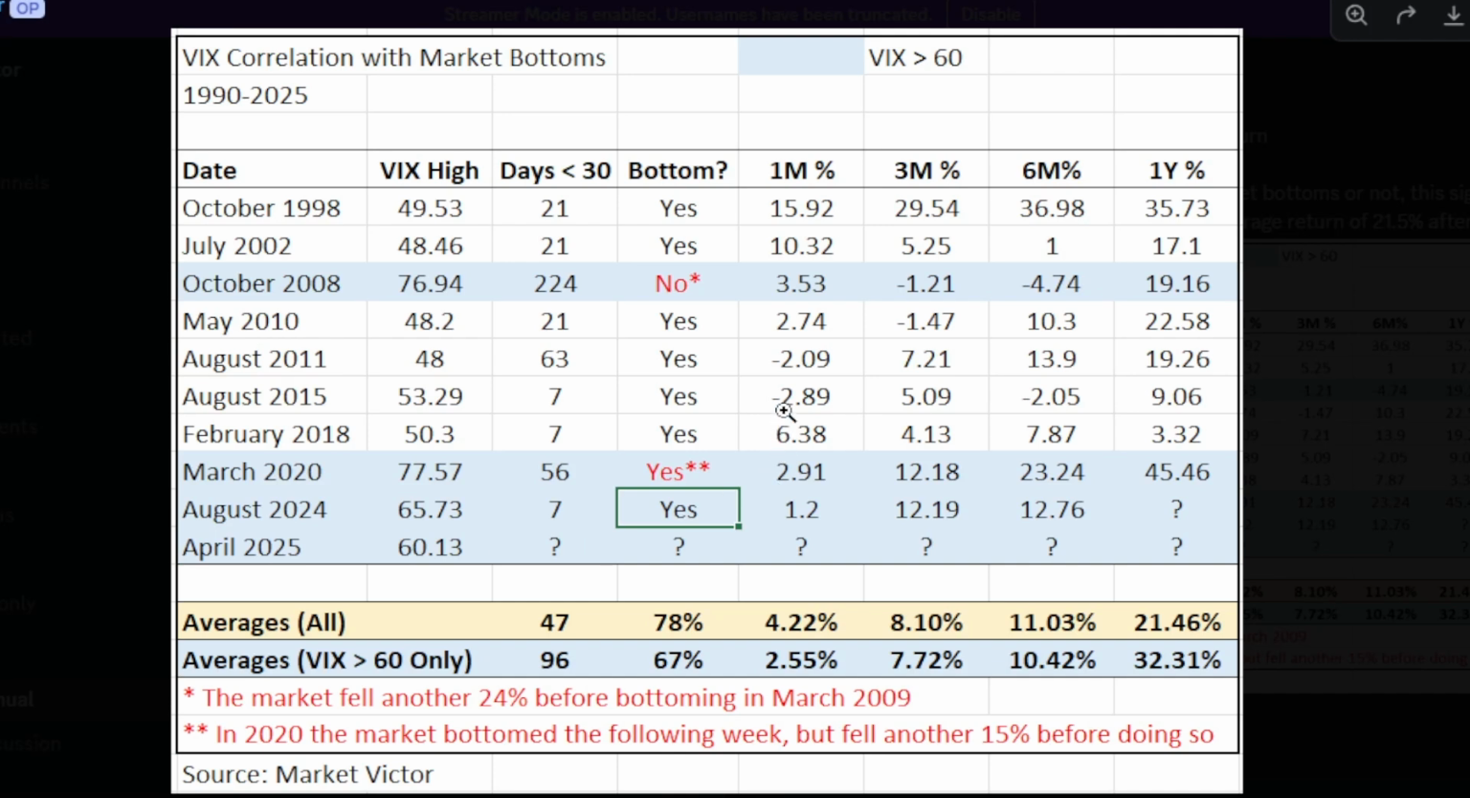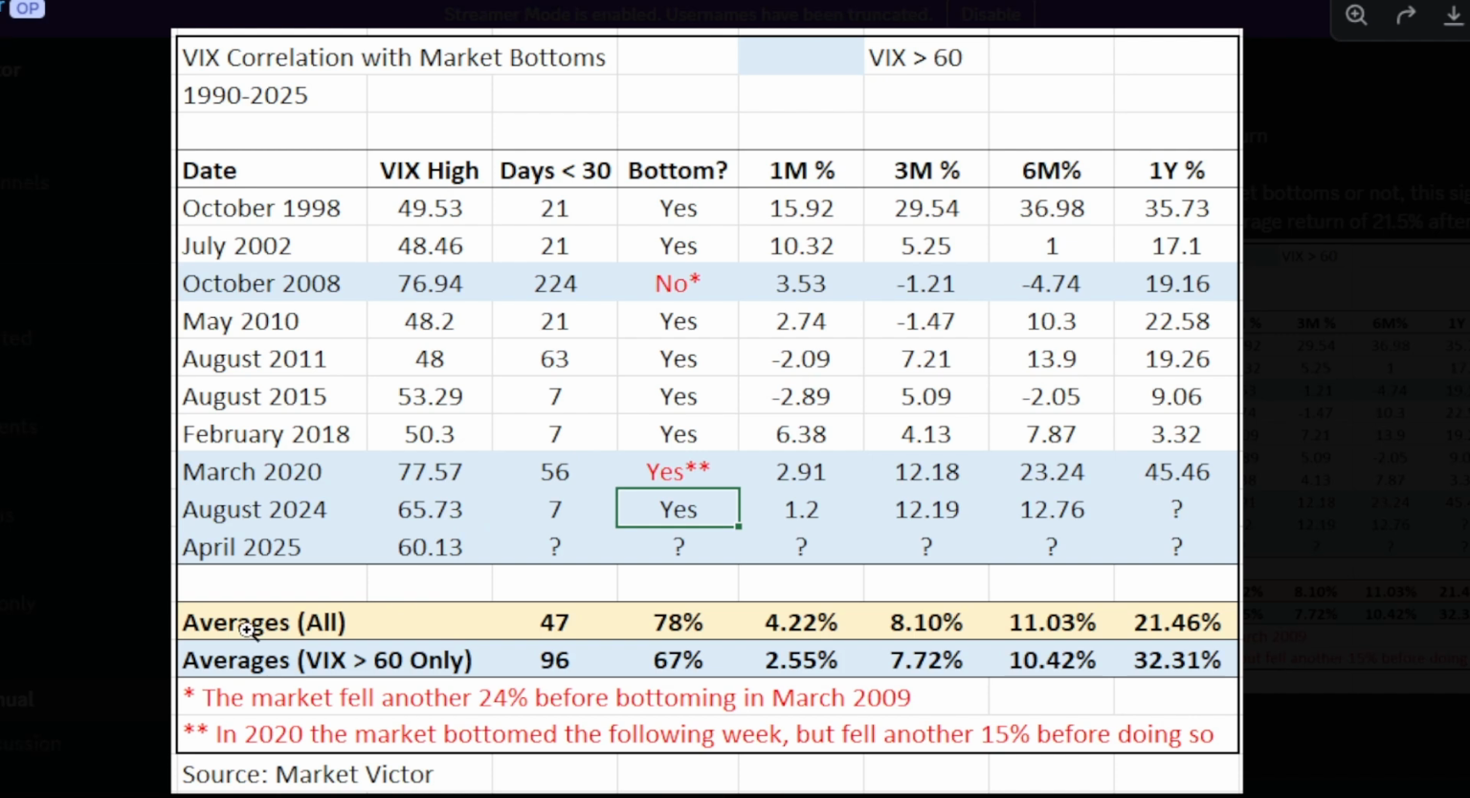And the way these are measured is, for example, in August 2024, that was a weekly candle of August 5th, 2024. I measured the S&P 500 return from the close of that weekly candle exactly 30 days from that point. That was a 1.2% return. This isn't a measurement from waiting until VIX closes below 30. This is a measurement from the weekly close of that candle on the VIX that hit this high.